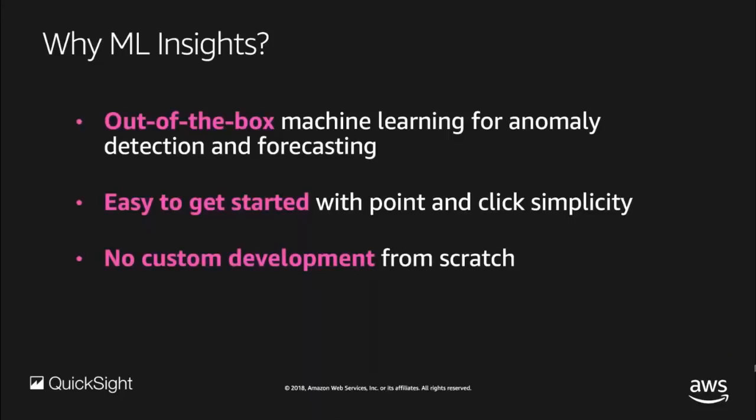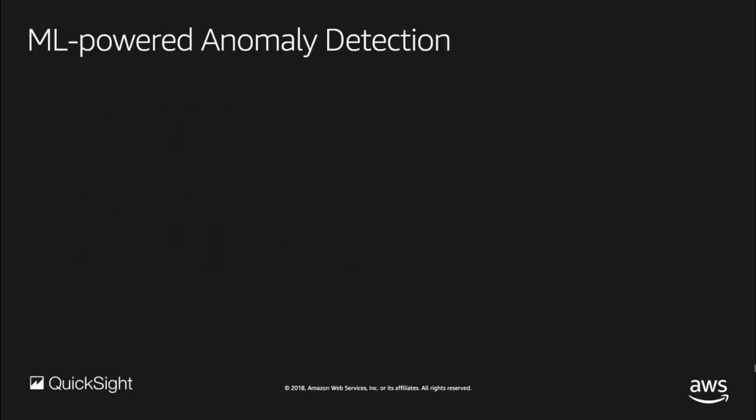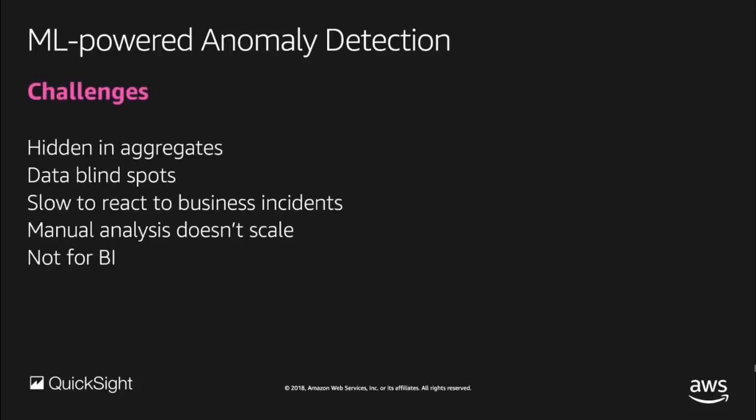These capabilities come out of the box and are super easy to get started with, just a few point and clicks, meaning that there's absolutely no custom development at all. So let's start by looking at how we're using machine learning for anomaly detection to help you discover the hidden insights in your data. The challenge customers have today is that because there's so much data to analyze, oftentimes they just resort to looking at the aggregates or miss out on anything that is happening within.